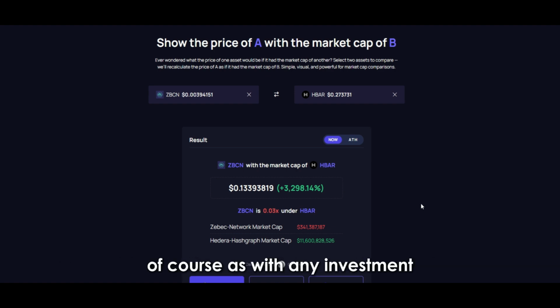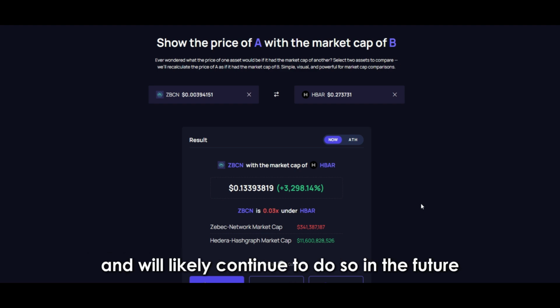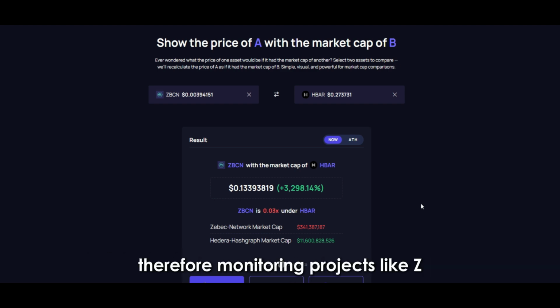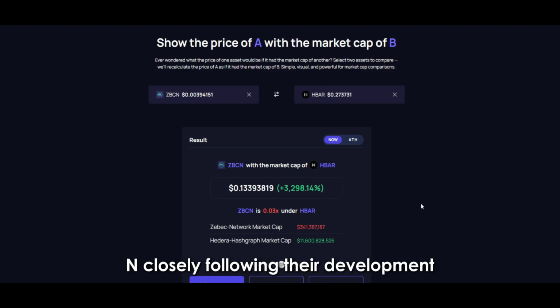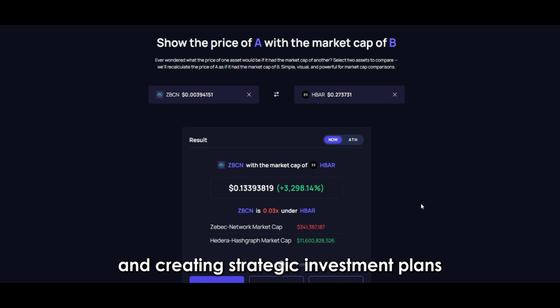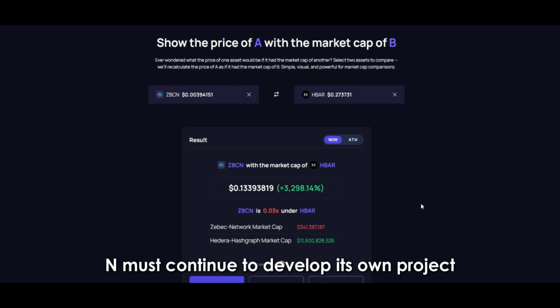Of course, as with any investment, there is risk involved. However, the potential reward in return for that risk, when timed and strategized correctly, could be very large. The crypto market has shown this many times in the past and will likely continue to do so in the future. Therefore, monitoring projects like ZBCN, closely following their development, and creating strategic investment plans is very important. ZBCN must continue to develop its own project.